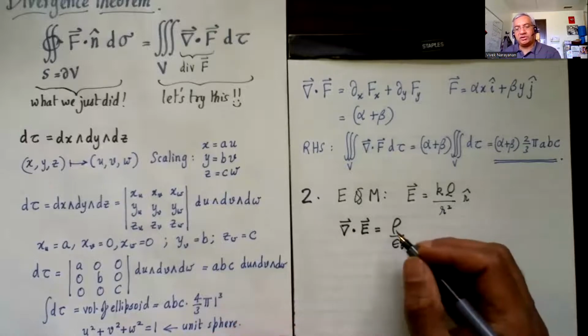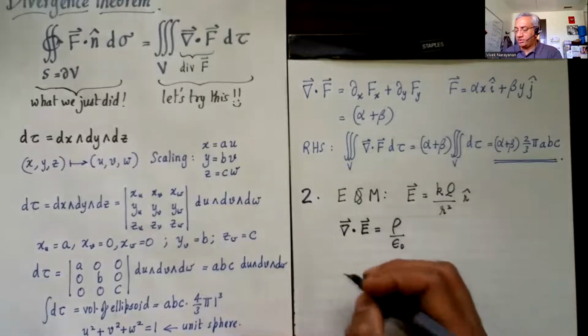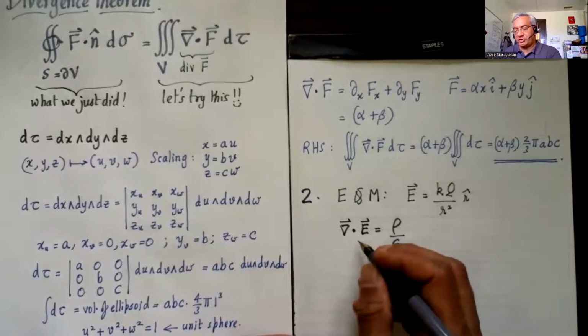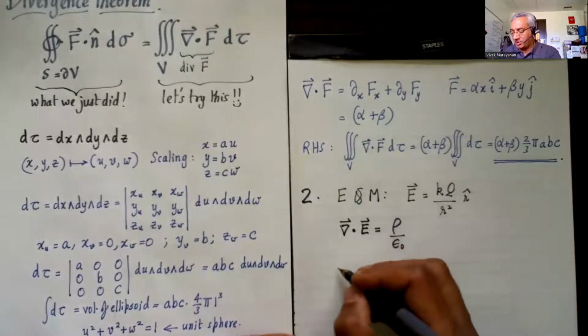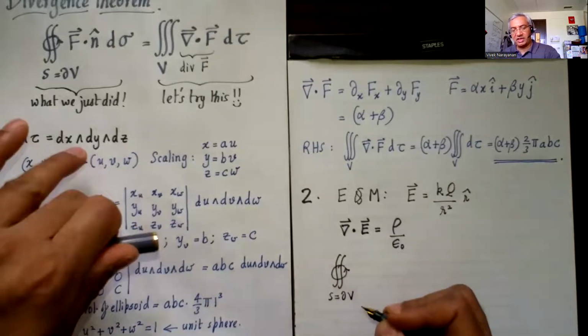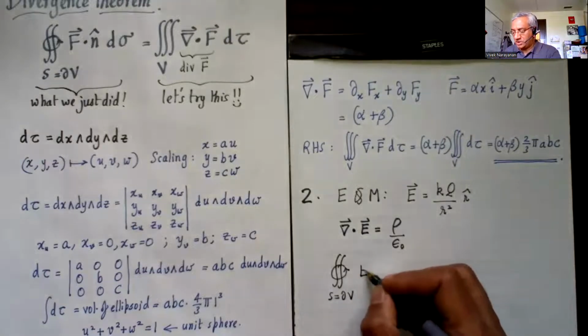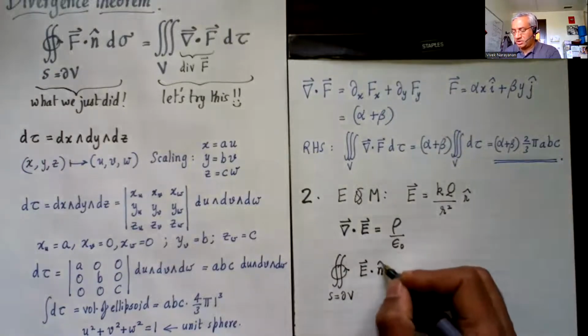And this is the equivalent form as that one, okay? Now, when you take the volume integral on both sides, using the surface integral on both sides, I'm going to get the surface integral over S equals the boundary of V, I'm copying down that really, of E dot N d sigma.